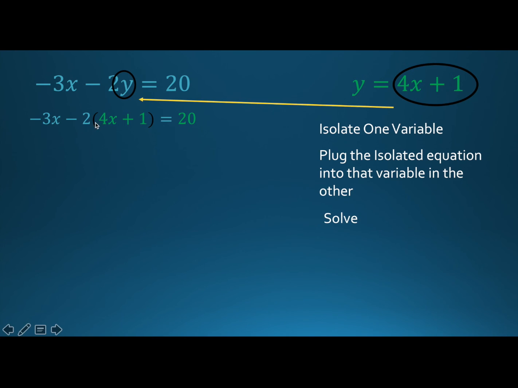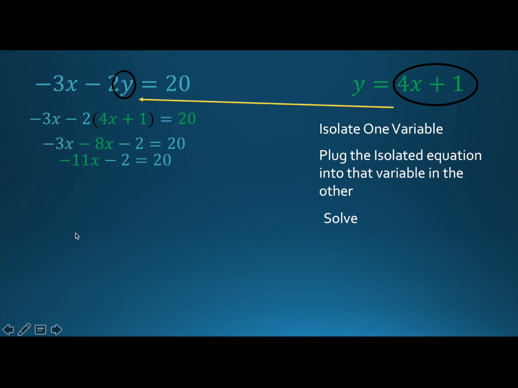First, let's distribute this negative 2 into the parentheses. Negative 2 times 4x is negative 8x. Negative 2 times 1 is negative 2. Here's our new equation. Now let's combine like terms. Negative 3x minus 8x is negative 11x.